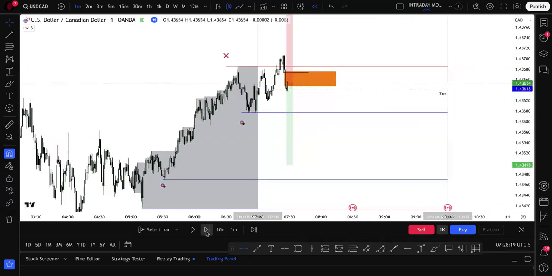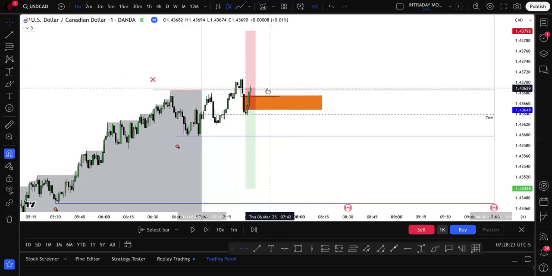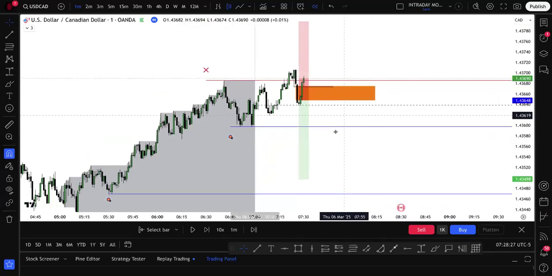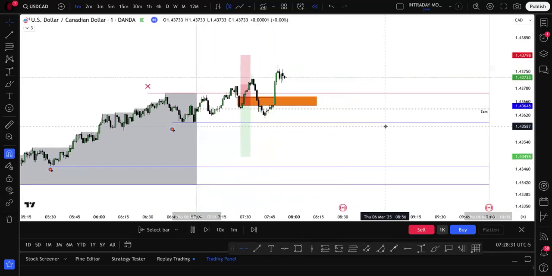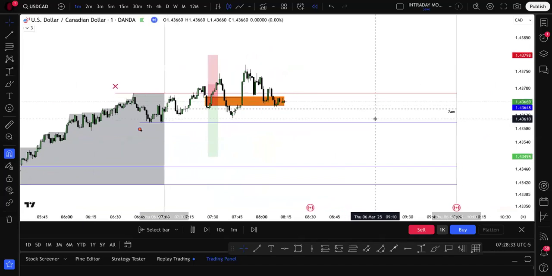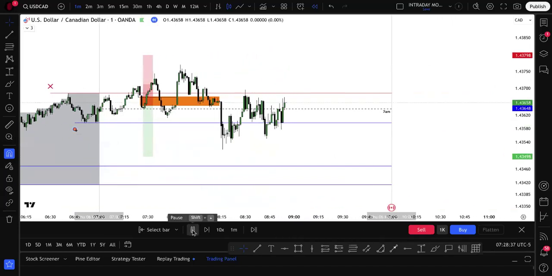Let's play it forward. Price taps into it. Look how price fills the entire fair value gap. It even has a close outside of the fair value gap. Doesn't mean trade setup is done. Let's play it forward. Got some drawdown. We expect drawdown at times, which is why we got to risk properly.